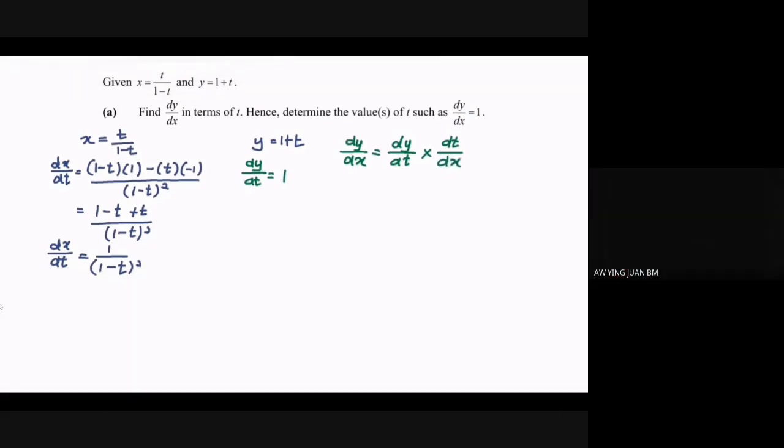Teruskan. What we have to do is to substitute and flip the situation. In here, the dy dt is equals to 1 multiply with dt dx. In here we have dx dt. So in order to get the dt dx, we have to multiply with 1 minus t bracket square over 1. So finally, the dy dx will be equals to 1 minus t bracket square.